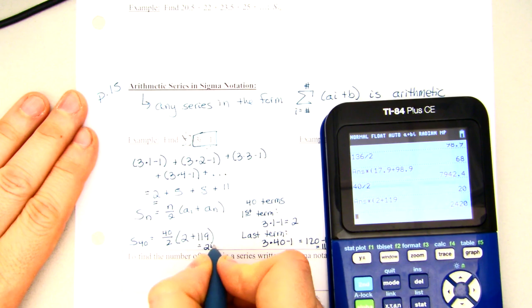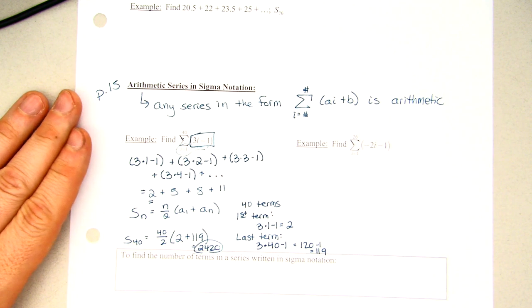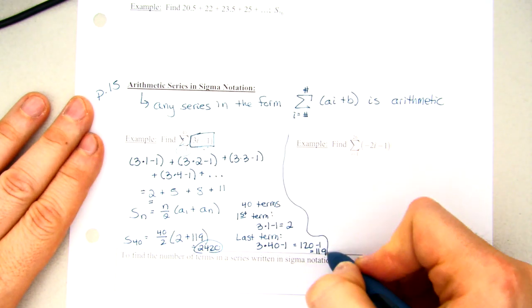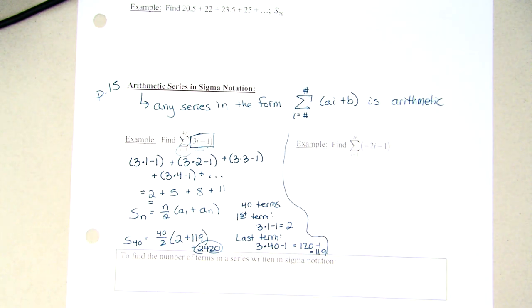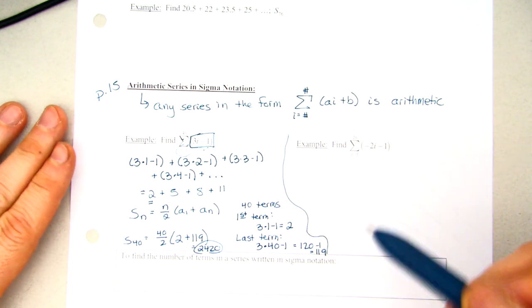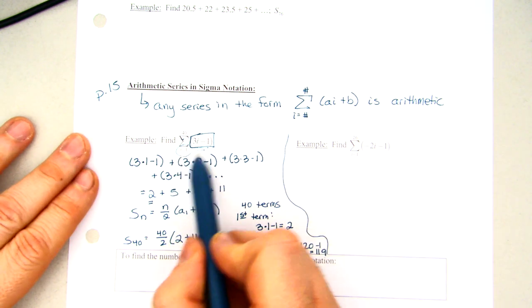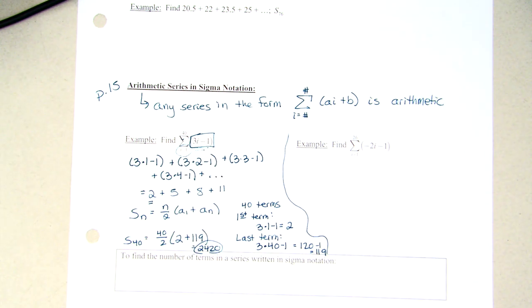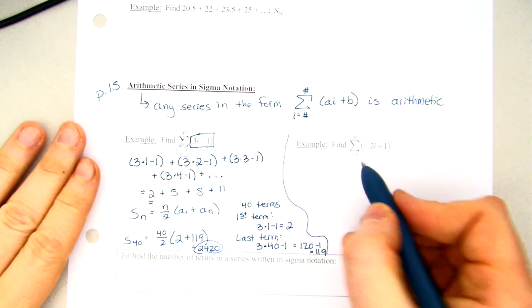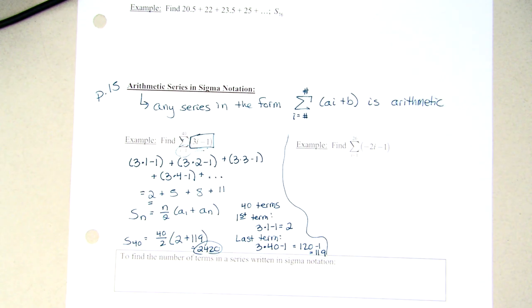This sum, written in sigma notation, should be 2,420. And the idea is, if these things are arithmetic, it doesn't matter how many terms there are. I can evaluate these sigmas by using my arithmetic series formula, which is so much faster than writing out all 40 terms over here and going. Let's take a look at this second example, and you're going to submit a couple answers here in Edpuzzle.